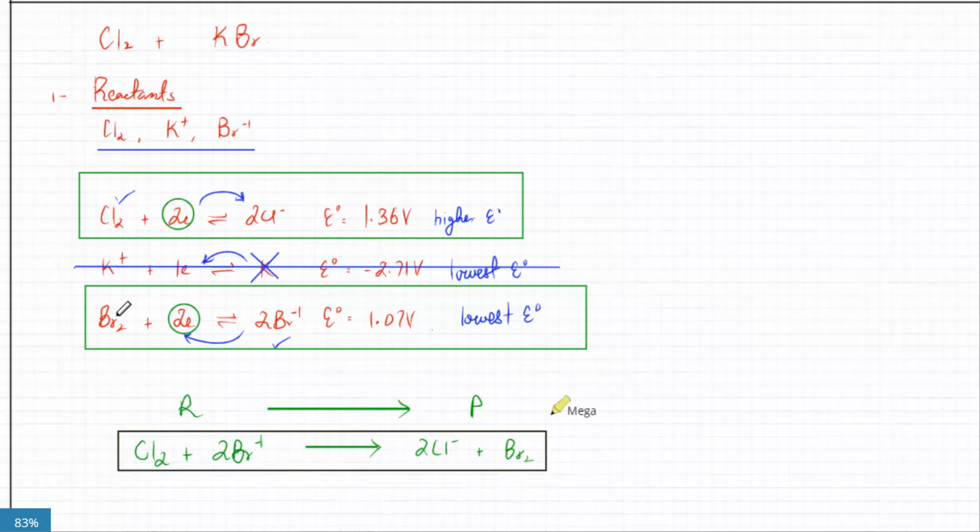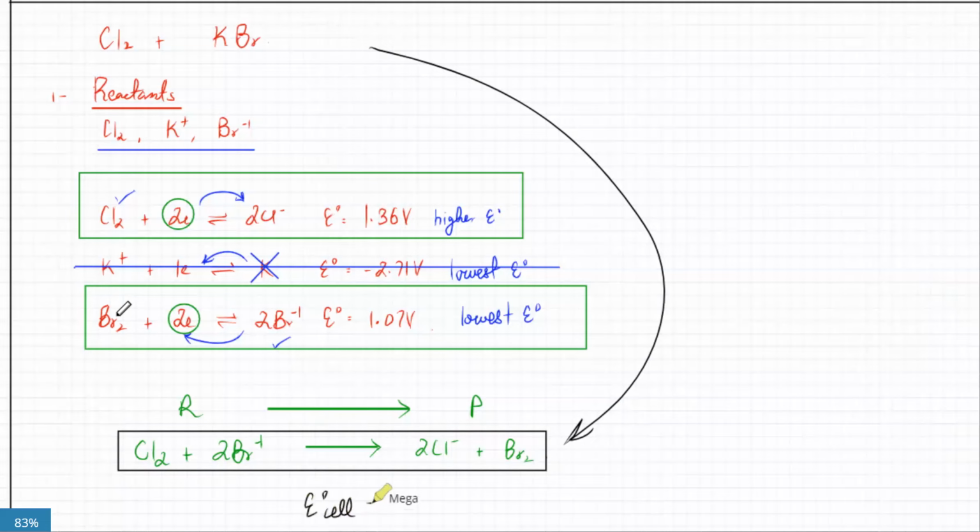So we've been able to figure out Cl2 with KBr. This is the reaction that's going to happen. And how vigorous this reaction is going to be, we can figure out the E0 cell as well, which is going to be the reduction potential minus oxidation potential, or higher minus lower. So it's going to be 1.36 volts minus 1.07 volts. So what do we get? I think it's 0.29.